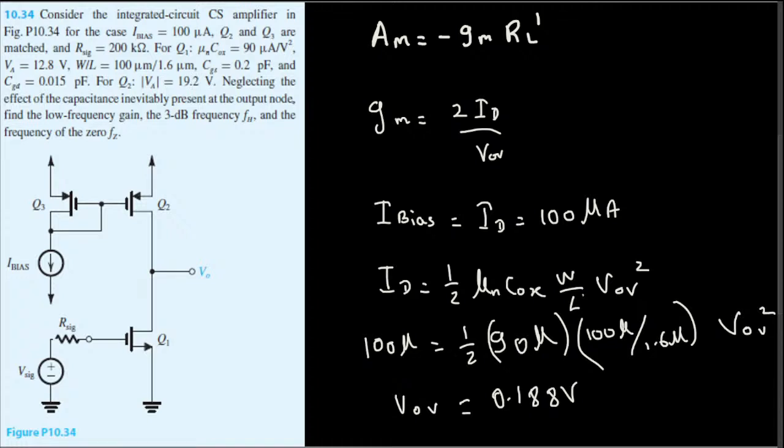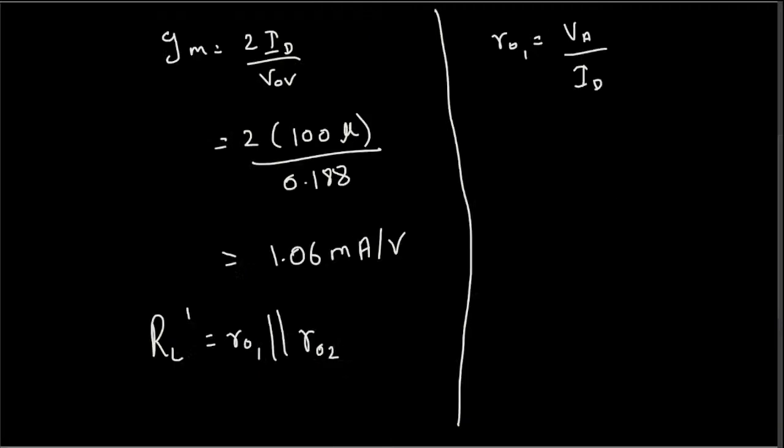But the ID current is the same. So same ID current, but the VA values are different. So it's going to have different values for each of them. So RO1 is NMOS. So we are going to have VA over the ID current. That is VA is 12.8 voltage.